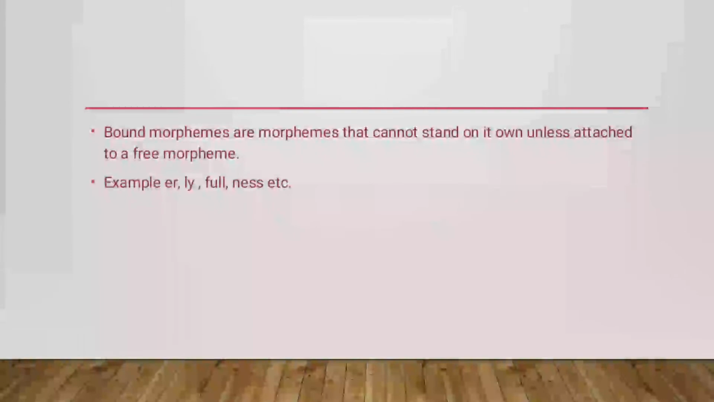Bound morphemes are morphemes that cannot stand on their own unless attached to a free morpheme. For example, er, ly, for, and ness. These are bound morphemes that need to be added to a free morpheme to get a meaningful word out of them.